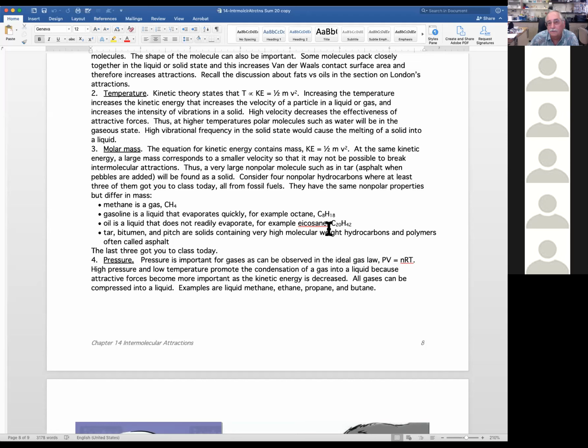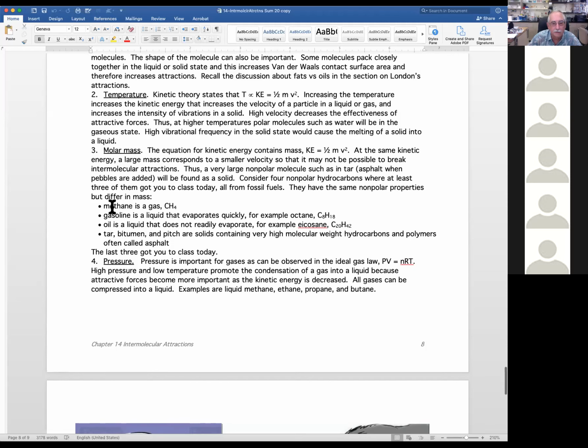The oil in your engine is around C20, much heavier. But can the oil evaporate out of your car engine? Yes, it can if it overheats. And then tar, bitumen, pitch, these are solids that contain very high molecular weight hydrocarbons. We mix some gravel with it when it's hot, let it cool down, and we call that the road. So you drive on this, you cool your engine with that, you burn that, and you might even burn that. Of course, pressure, very important for gases because of PV equals nRT.